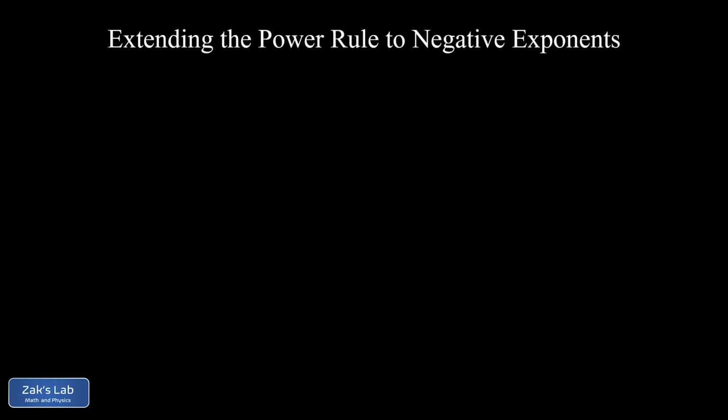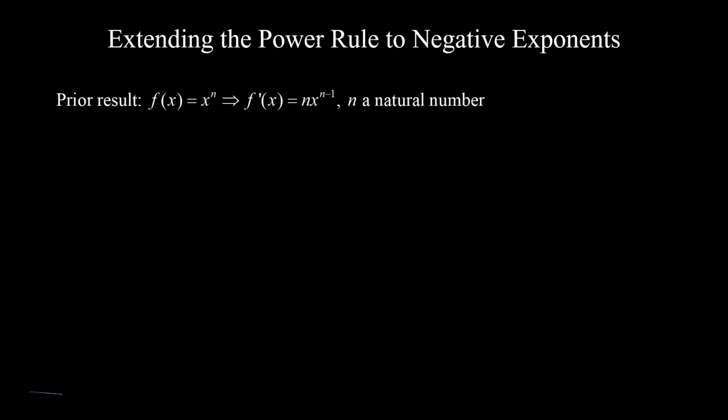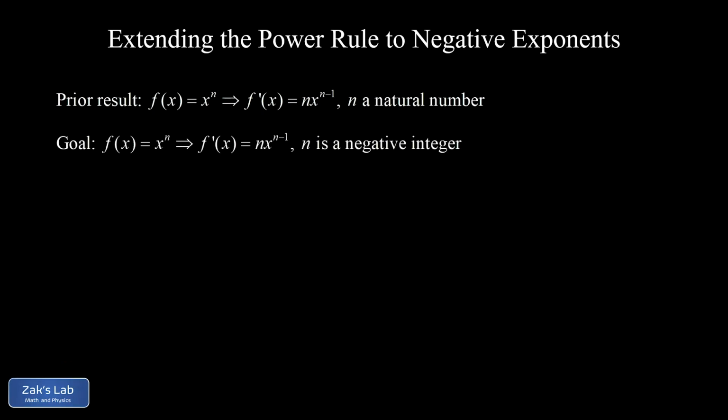In this video, we're extending the power rule for derivatives to work for negative exponents. So just a reminder of our prior result for positive exponents. If I have a function that looks like x to the n, then the first derivative of that is going to be nx to the n minus 1, provided that that exponent was a natural number, in other words, a positive integer. Now our goal is to prove that the same rule works even if n is a negative integer.